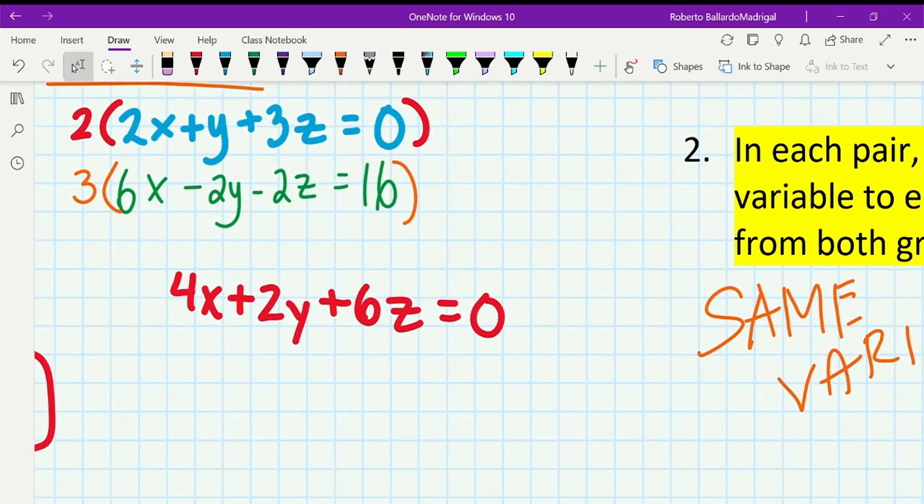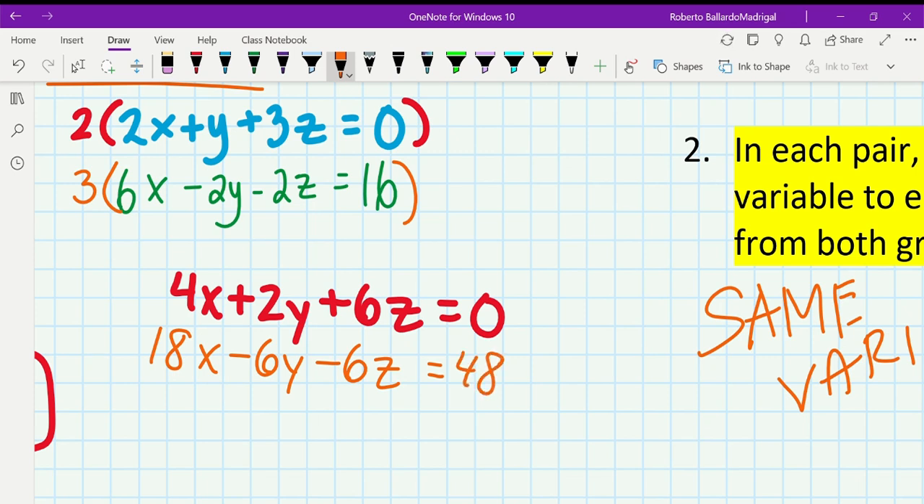3 and 6 makes 18. 3 and 2 makes negative 6y. 3 and 2 makes negative 6z. 3 and 16, what is that? 48? 48. Okay, go ahead and write that down.